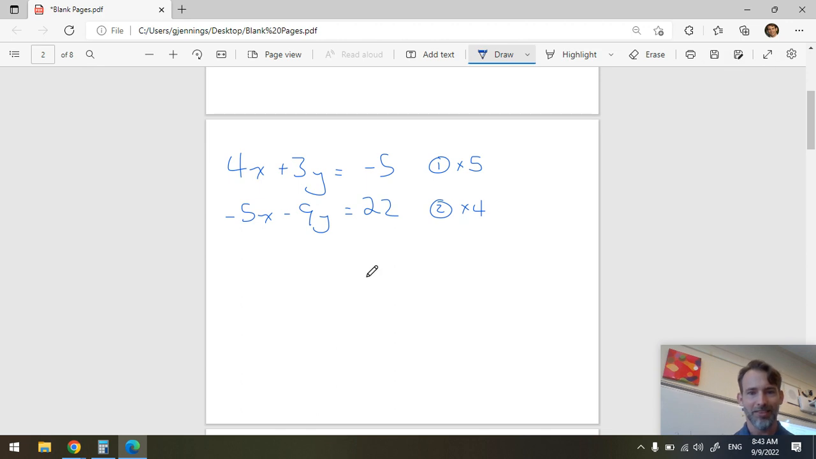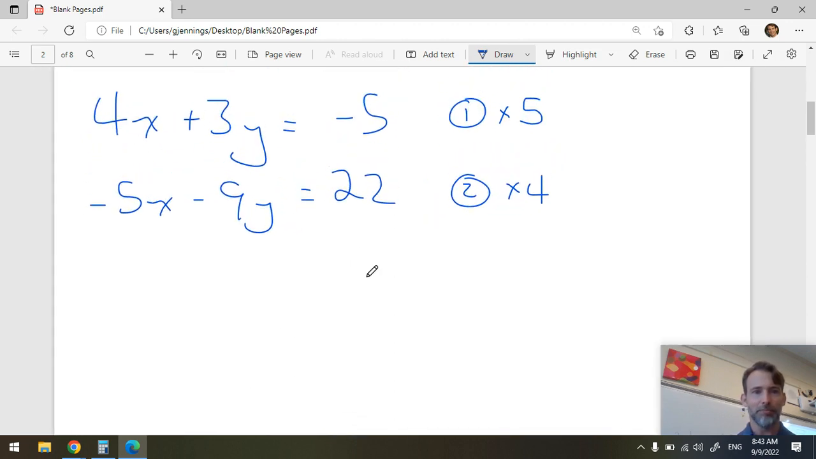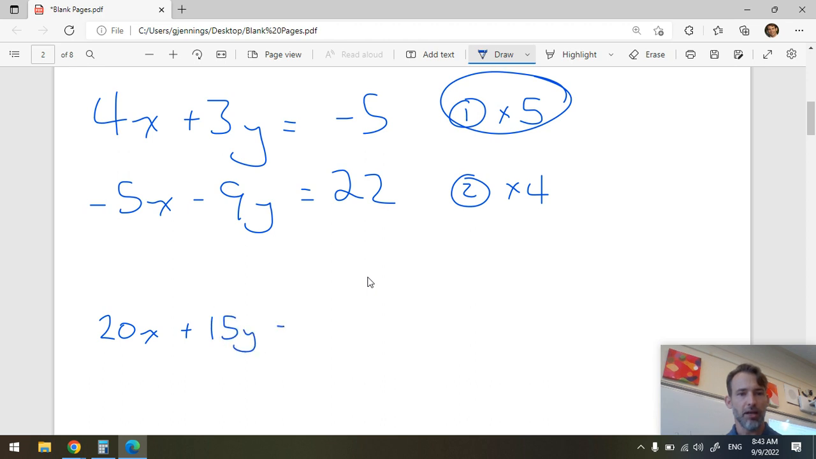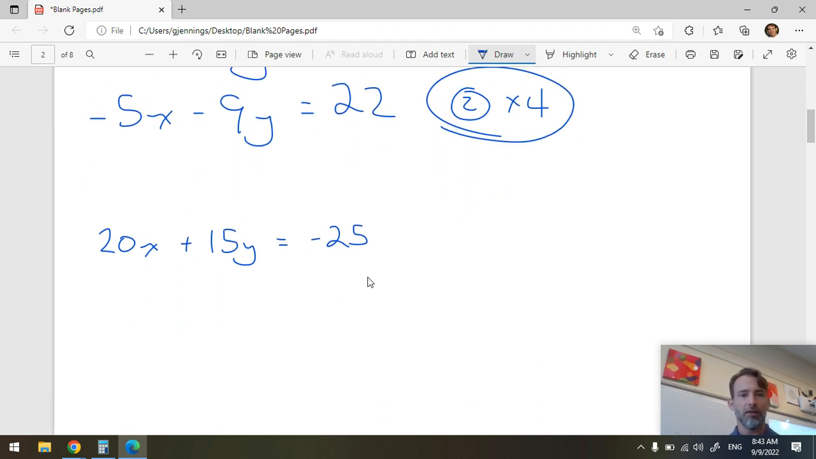Hey, zoom in for me, will you? There we go. So 4x plus 3y equals negative 5. I'm going to multiply this whole equation by 5 to create a new equation. 20x, that's 4x times 5, plus 15y equals negative 25. And then equation 2 multiplied by 4, I'll put underneath. Negative 5x times 4 will give me negative 20x. Minus 9y times 4 will give me minus 36y equals, in this case, 88.